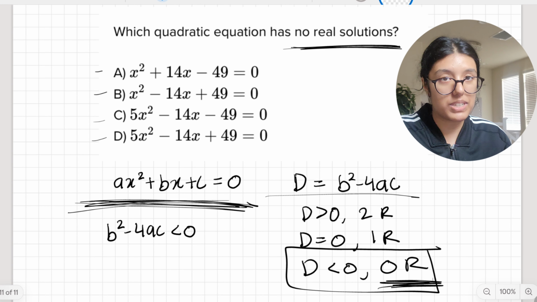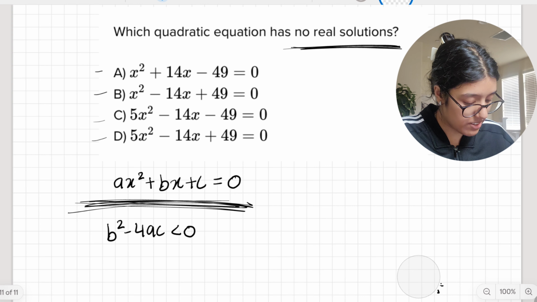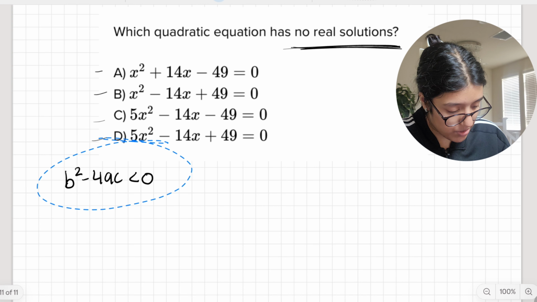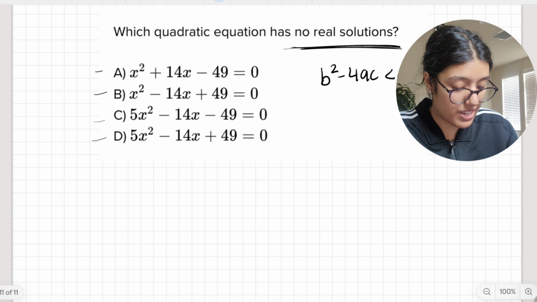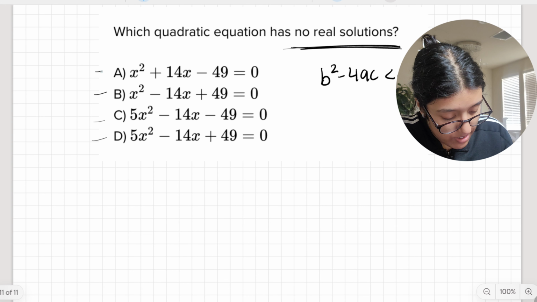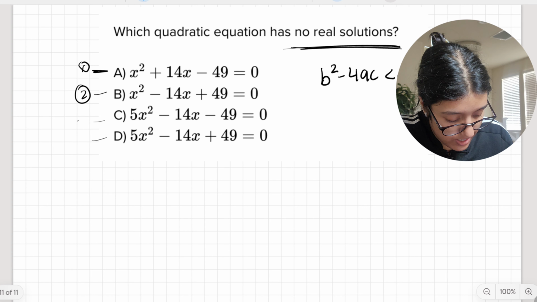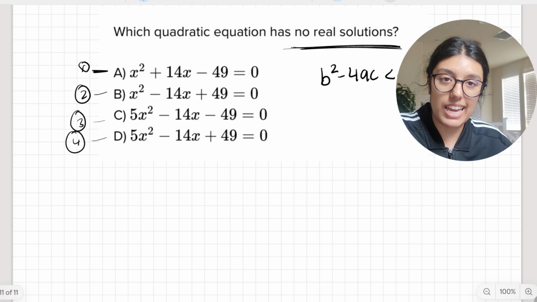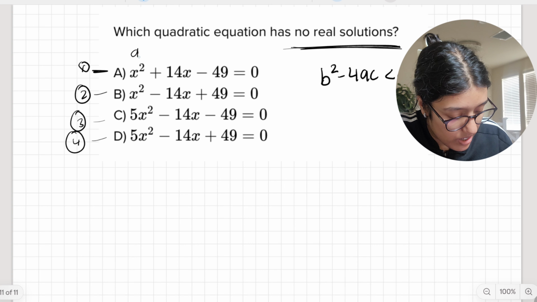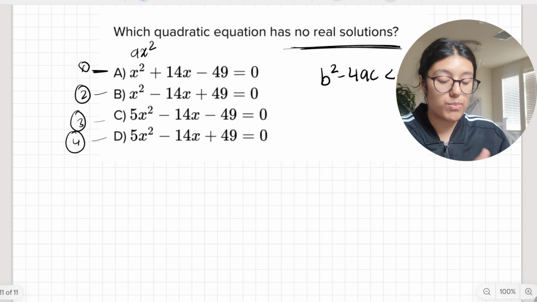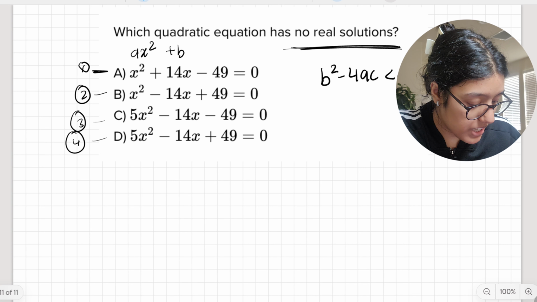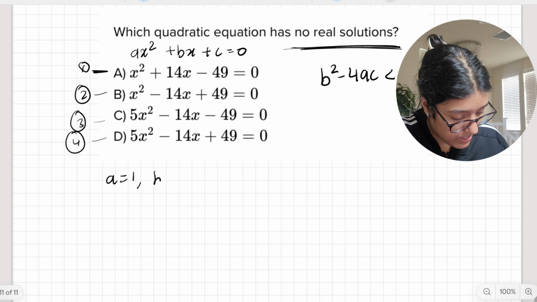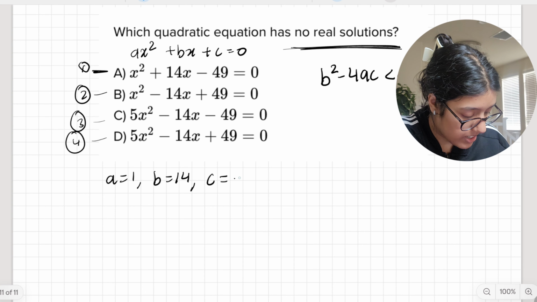So I'm just going to erase the right-hand side for a second. So right now we know that b squared minus 4ac has to be less than 0. So let's say this is the first one, second, third, fourth. All right, so we have to find a, b, and c from the first one. Remember, the overall form of the equation will be ax squared plus bx plus c equals 0. A in the first case is 1, B is 14, and C is negative 49.